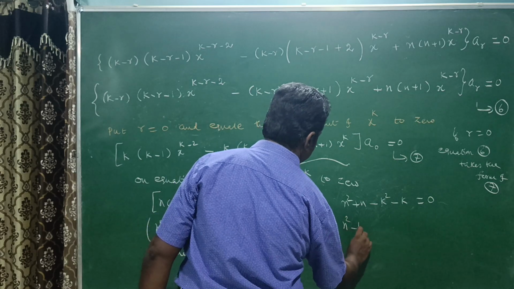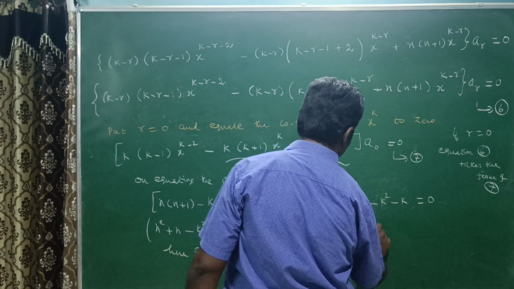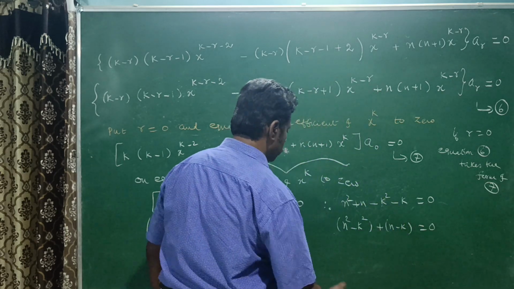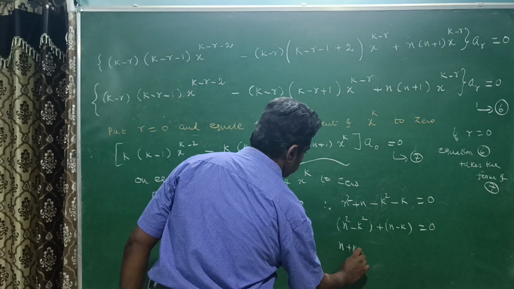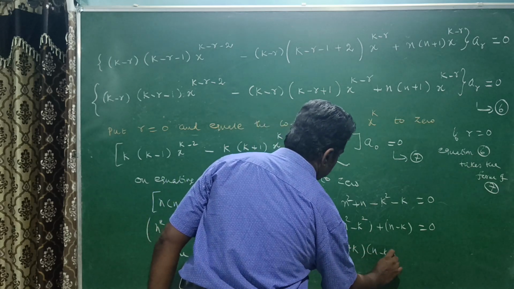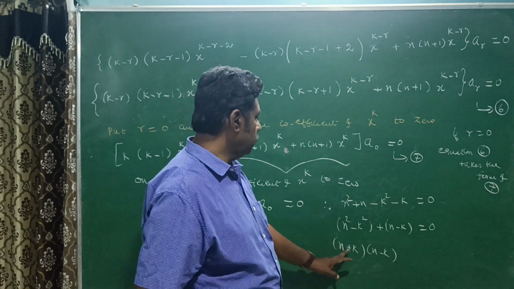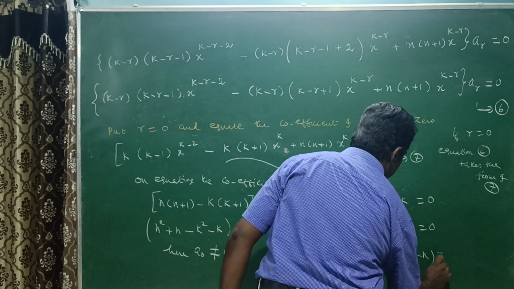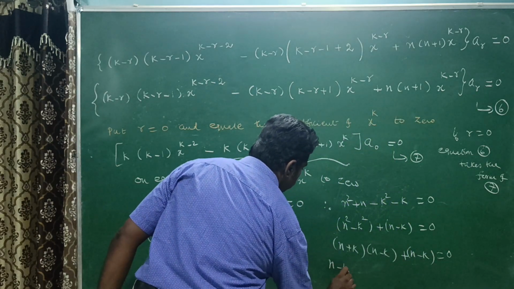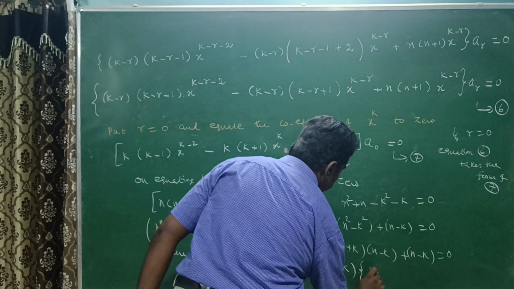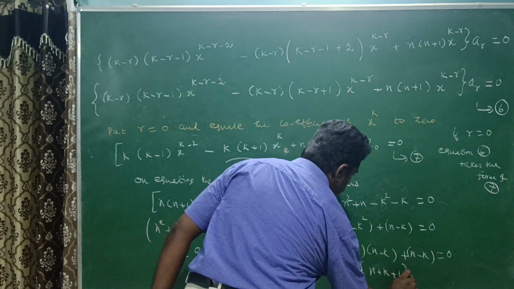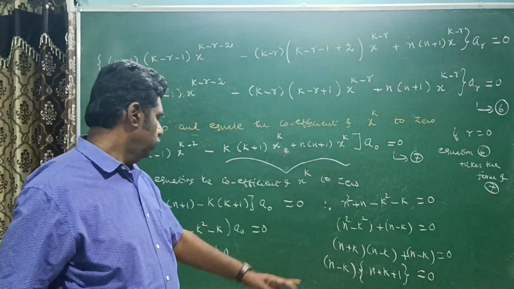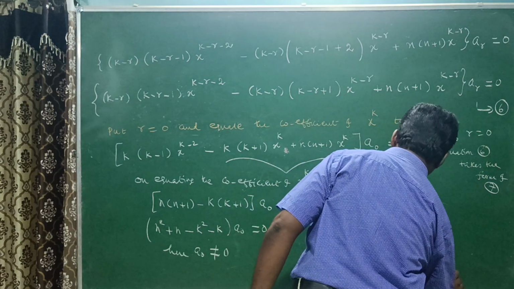This is n square minus k square plus n minus k equal to 0. N square minus k square is n plus k into n minus k, plus n minus k equal to 0. Take n minus k outside. This is n minus k into n plus k plus 1 equal to 0. Say this is equation 8.